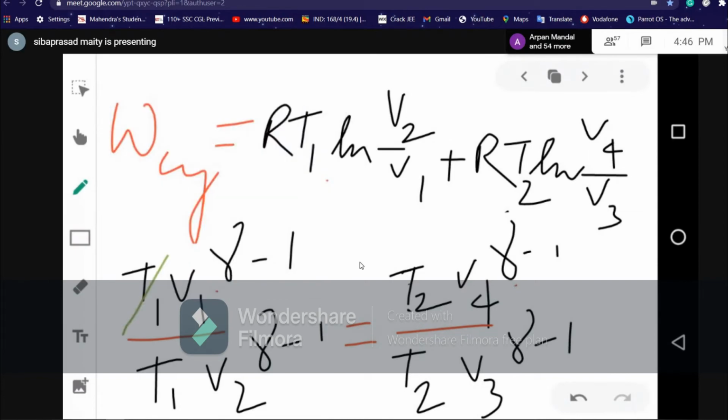This T1 got cancelled, T2 got cancelled. Gamma minus 1, gamma minus 1, gamma minus 1, gamma minus 1, all cancelled. Then we have only what? V1 by V2 equal to V4 by V3. Then V4 by V3 can be replaced by V1 by V2, yes or no? So let us replace this V4 by V3 as V1 by V2.